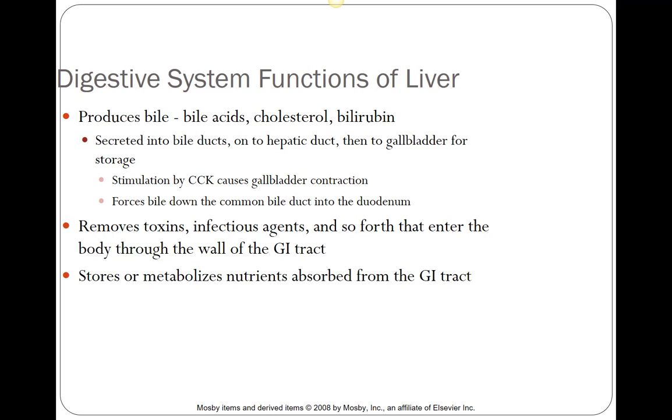One thing to know is there are some species that don't actually have a gallbladder. Rats, horses, and deer lack a gallbladder, and they just secrete bile into their digestive tract constantly. Of course, all those species like to eat constantly too. The bile is very important for taking toxins out of the body, for flushing out infectious agents and so forth that come in the GI tract, and also is very important in helping digestion, breaking down certain nutrients and helping them be absorbed from the digestive tract.